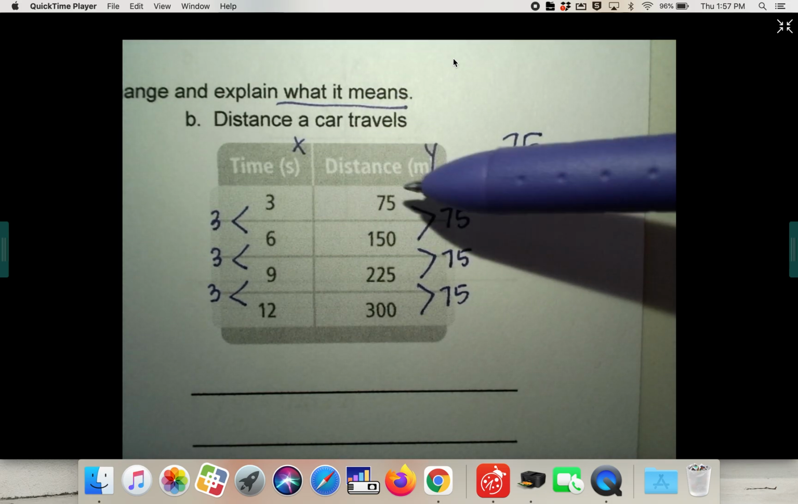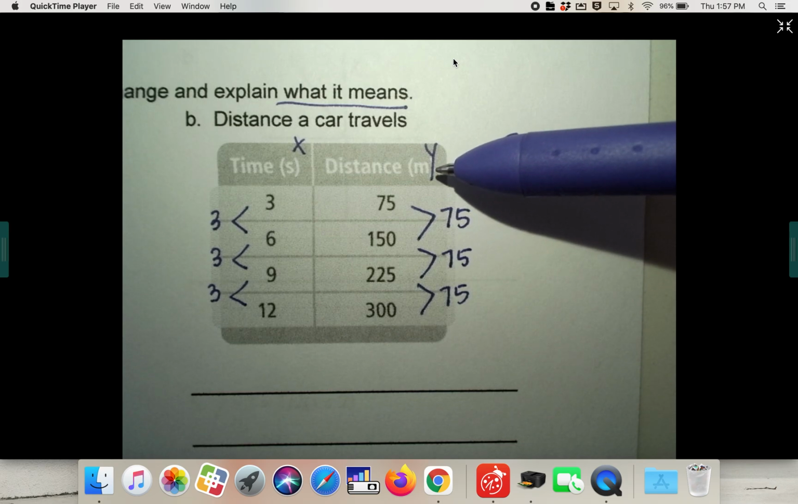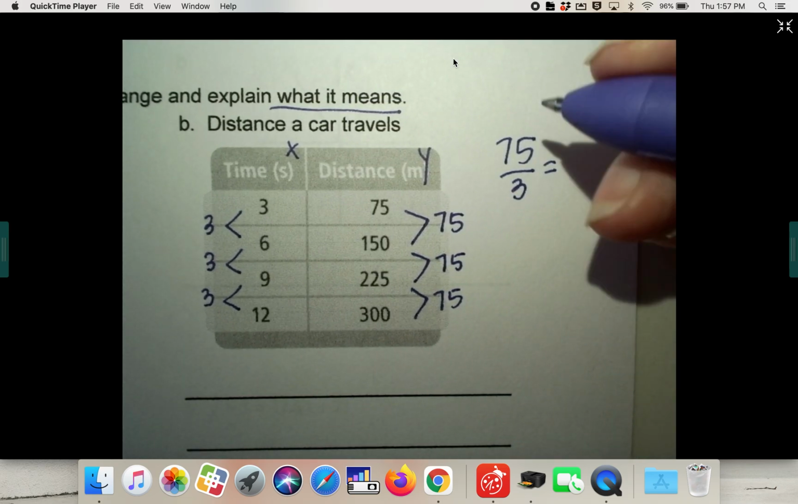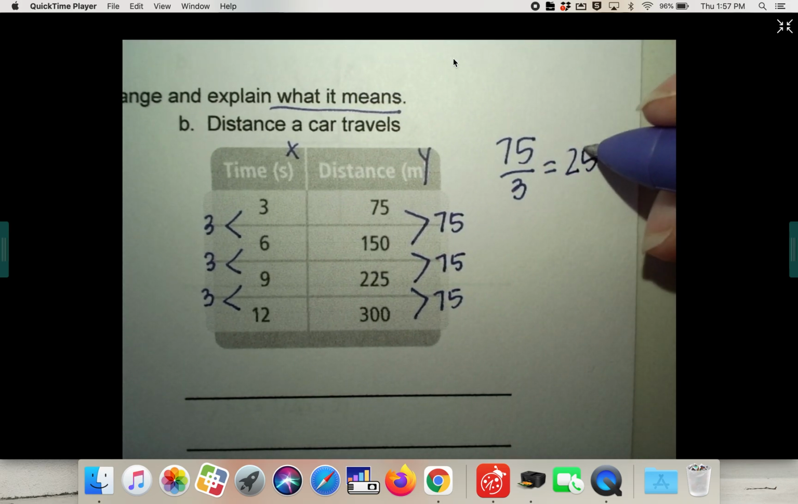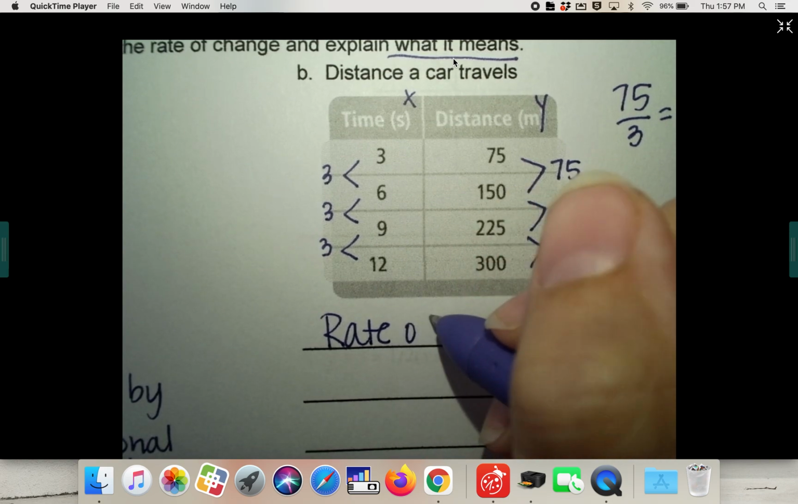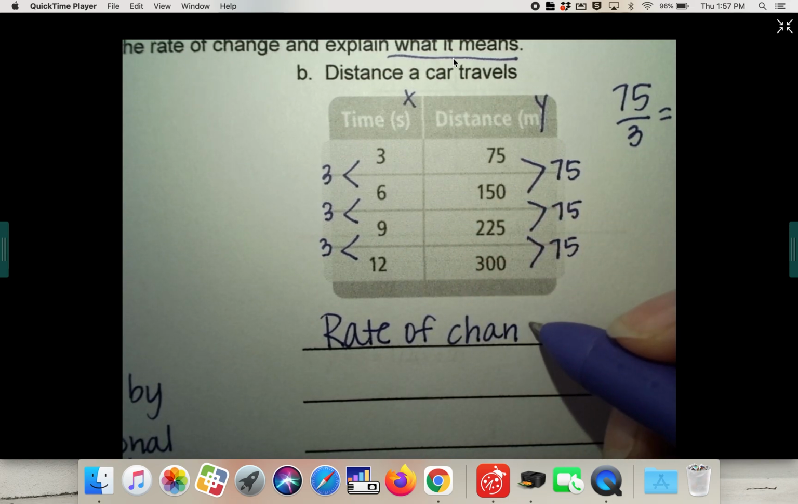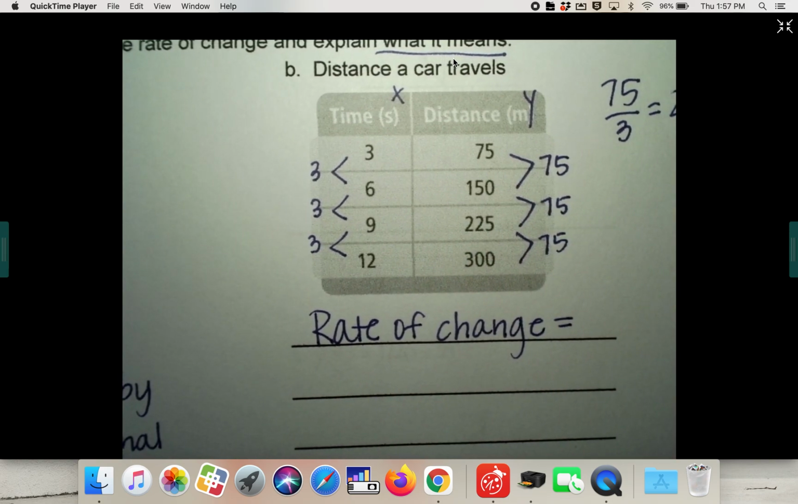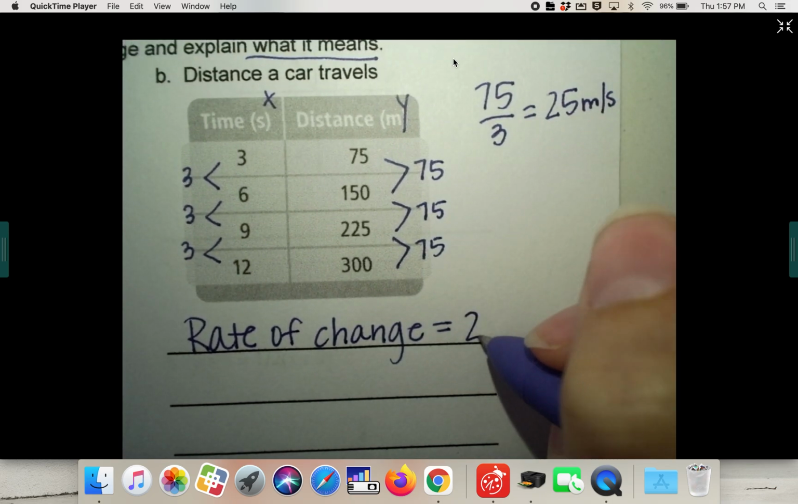No, can't be miles per second. It's going to be meters. 75 meters per 3 seconds would simplify to 25 meters per 1 second. So the rate of change, or the slope, rate of change, remember, is the same thing as the slope. So the rate of change would be 25.